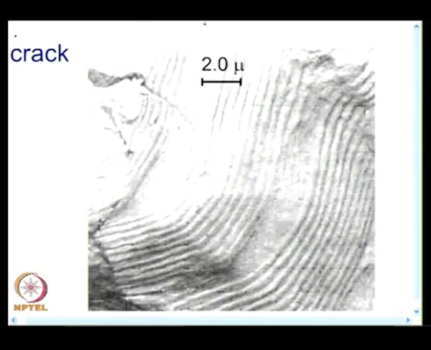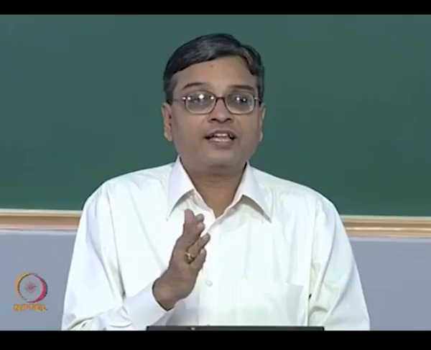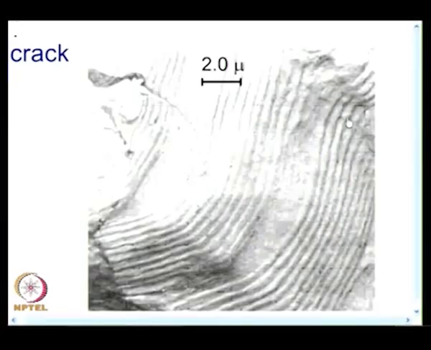And why are these ridges formed? These ridges are formed because of repeated opening and closing. That is what we had seen when we had developed the fatigue model. You have a repeated opening and closing, you can't see them with the naked eye, you will have to see them only at very high magnifications.